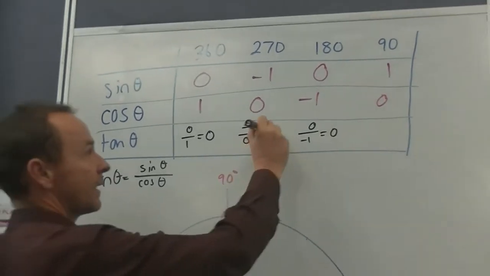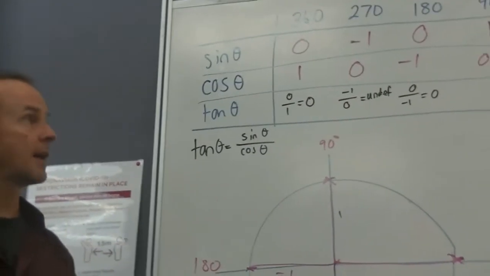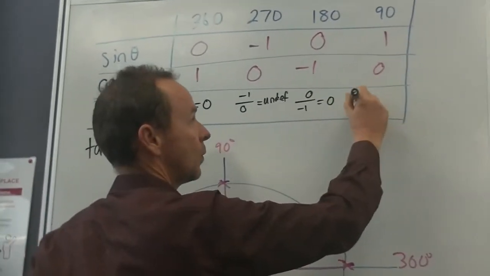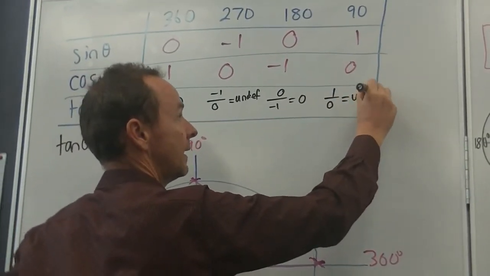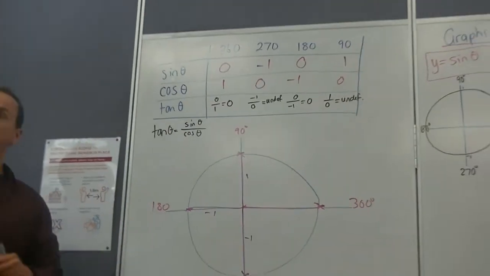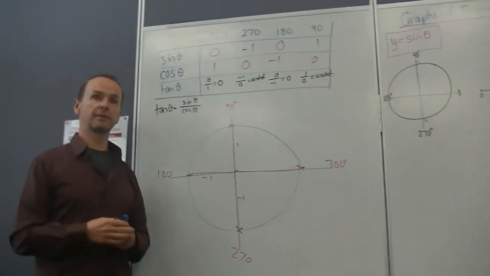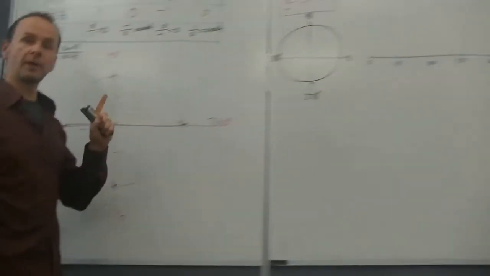Infinity. So the answer is undefined or infinity. I'll accept either answer. And over here the same thing, 1 divided by 0 again is undefined. You got that, everyone? So you have to make sure you can fill in that table that I gave you last lesson.